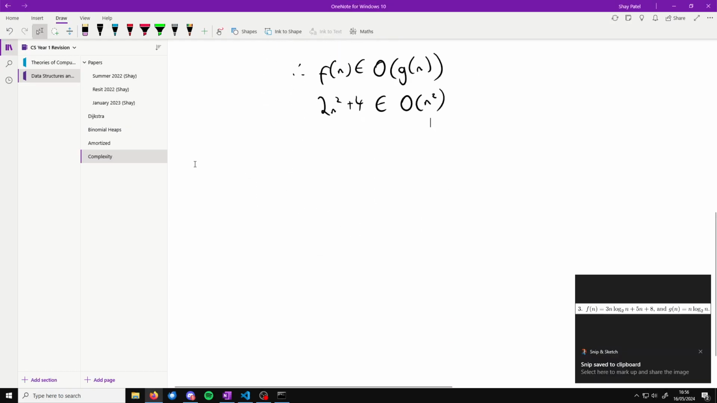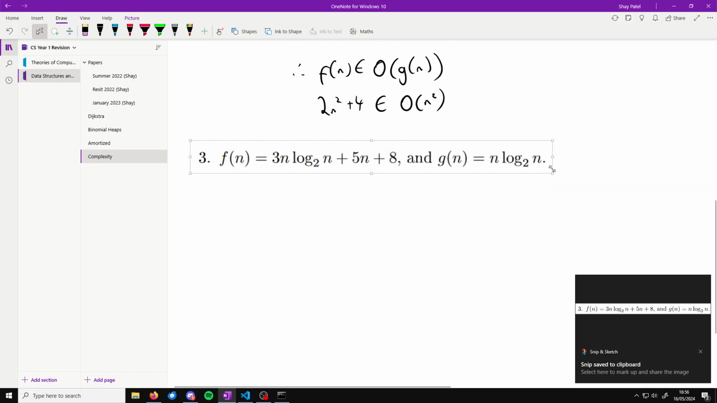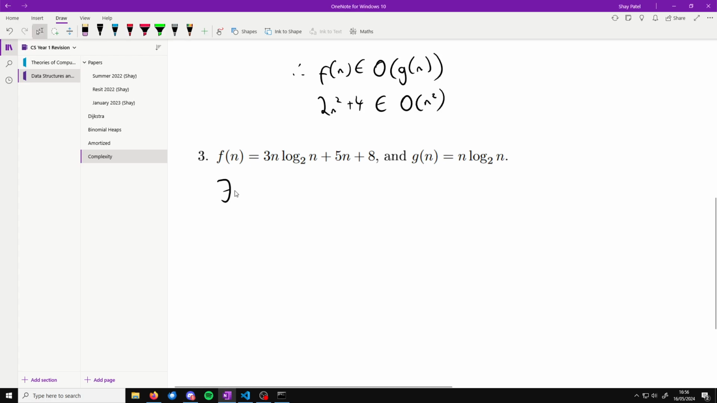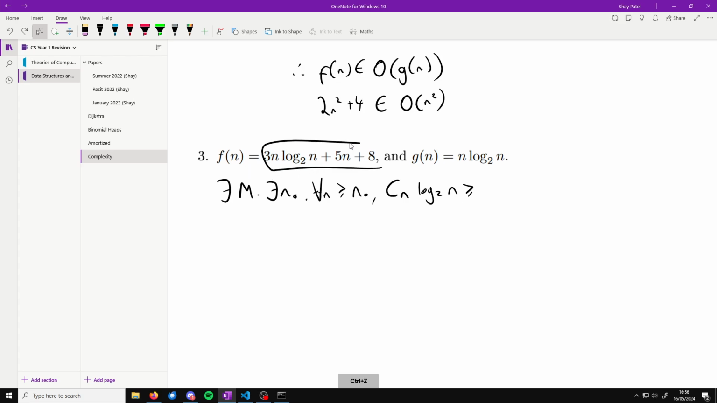So this one's involving a few logs and stuff. So again, there exists some c and there exists some n0, such that for all values of n greater than or equal to that n0, c times g of n, c times n log base 2 of n, is greater than or equal to our f of n, which is this here: 3n log base 2 of n plus 5n plus 8.